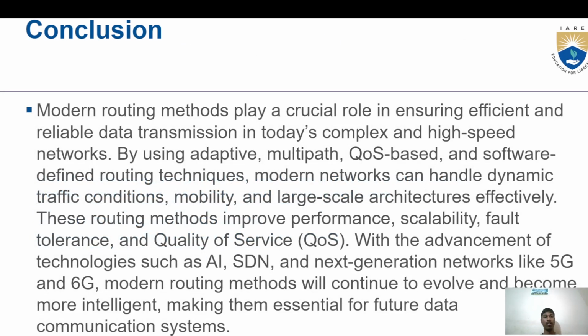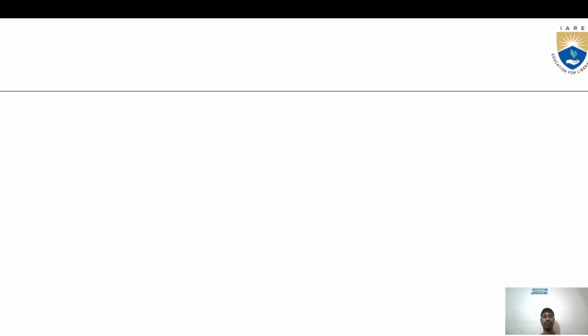Conclusion. Modern routing methods play a crucial role in ensuring efficient and reliable data transmission in today's complex and high-speed networks. With the advancements of technology such as AI, SDN, and next generation networks like 5G and 6G, modern routing methods will continue to evolve and become more intelligent, making them essential for future data communication systems.